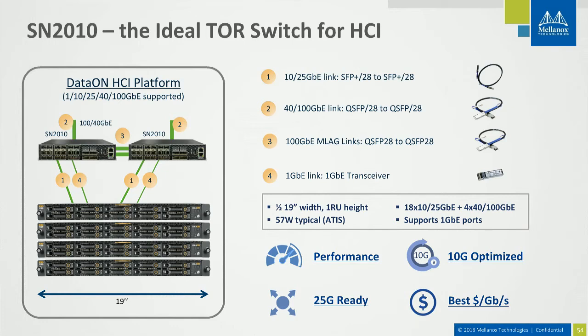If you have unused ports, you can use the 1 gig transceiver we're showing here to connect your 1 gig management port to the switch, which eliminates a separate management switch for your management network. Also, the form factor I already mentioned is very unique, half-width. You can have 2 of them side by side for HA. And finally, as we put here, it's a very low power switch. Running at full speed on all the ports, it will give you 57 watts for a single switch.